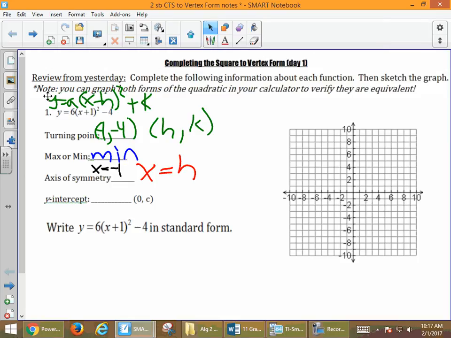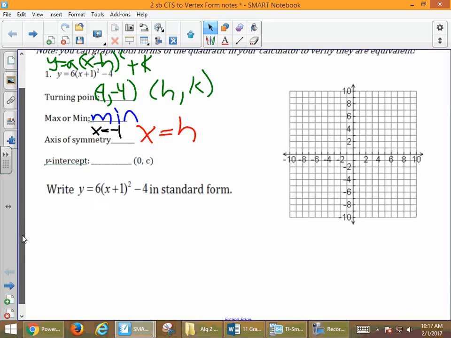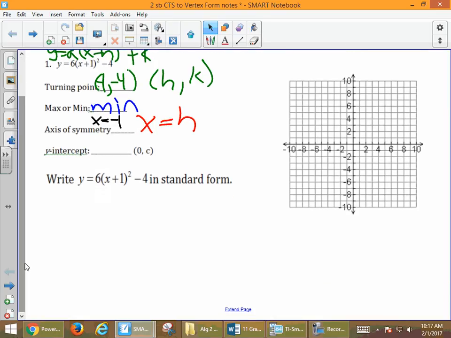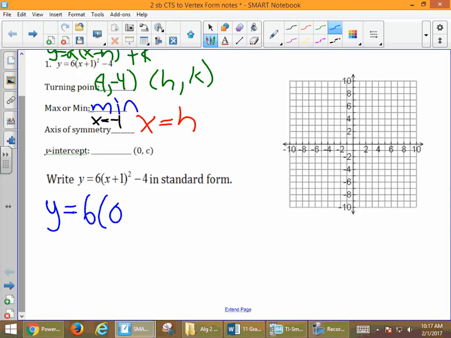And lastly, we have our y-intercept. Unfortunately, when we have a vertex form of an equation, we can't just find the y-intercept by looking at one of the numbers. For the y-intercept, we have to solve for it. I'm actually going to write it below. The first thing we need to remember is that whenever we solve for our y-intercept, we need to plug 0 in for x. So anytime we see x in the equation, we plug 0 in. So we have y equals 6(0 plus 1) squared minus 4.